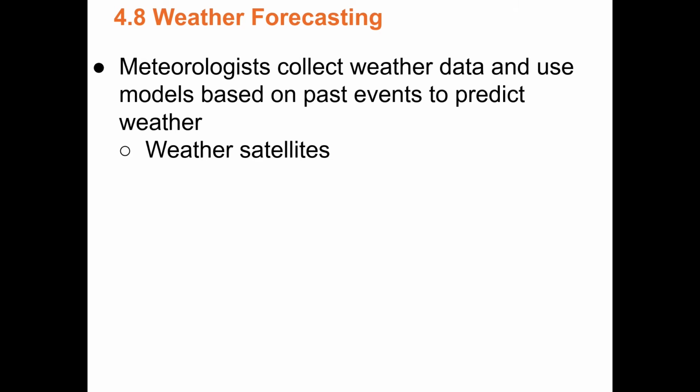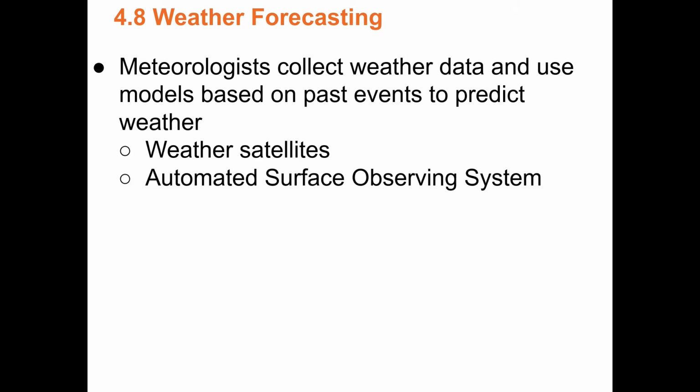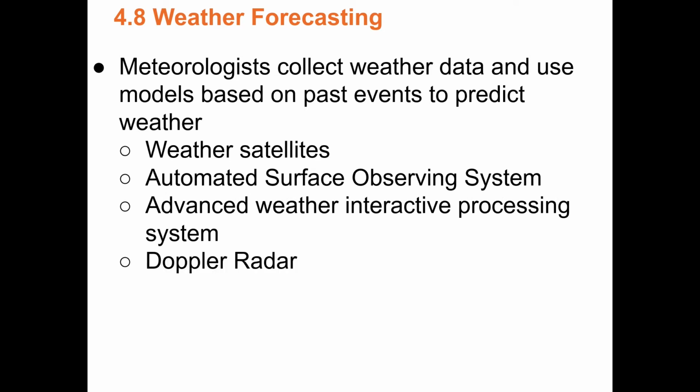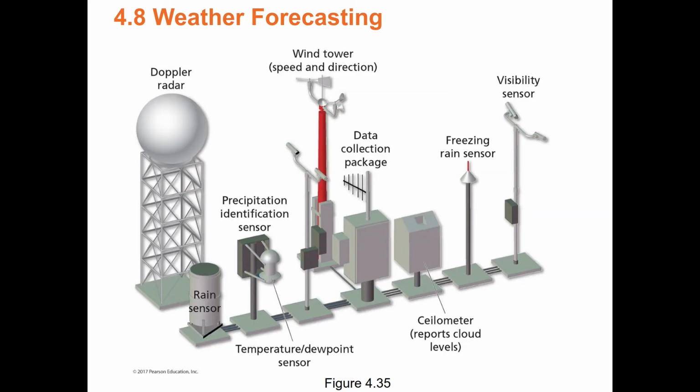And then they feed it into computer models. They also use weather satellites, automated surface observing systems. AWIPS is their computer program that they use. Doppler is one of the ways that they measure how much rain or snow is falling, how strong the wind is, which way it's blowing. They can do all of that with Doppler radar.